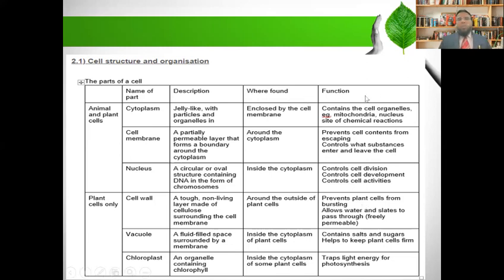Okay, so what is its function? It traps light energy for photosynthesis. Means chlorophyll absorbs light, okay, and converts light energy into the chemical energy. So this is about the similarities and the differences between the plant cell and the animal cell.